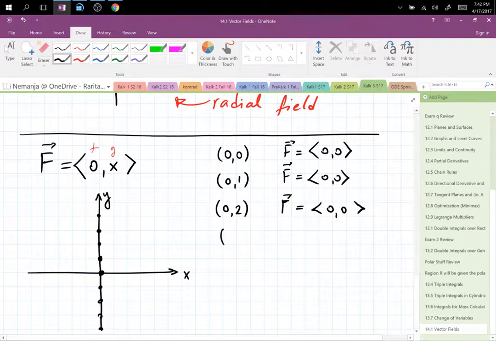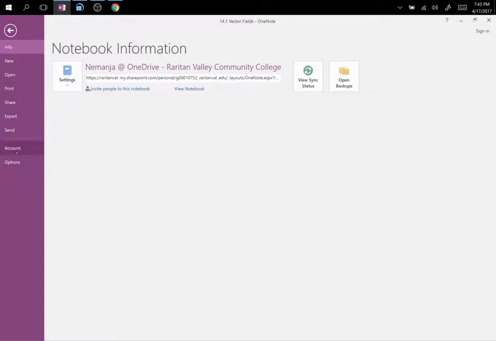But how about if I go 1, 0? Why? I turned off the syncing. Why is this still? Oh, it's still syncing over here. I don't know why. Didn't I just sign out?